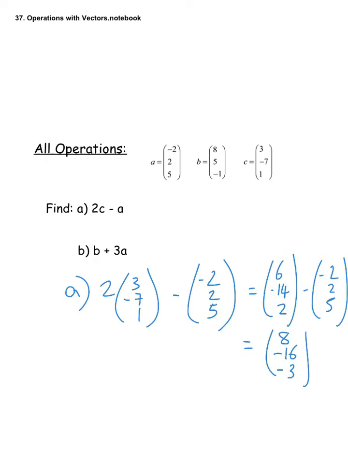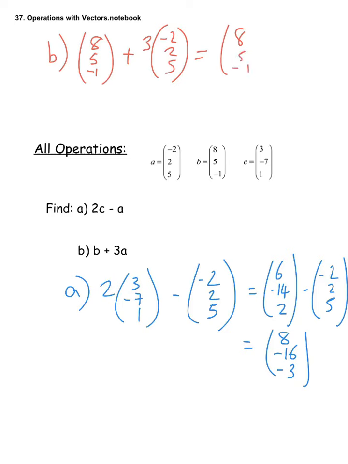If we go up the top here for part B, what we're going to do is b, which is (8, 5, negative 1). And we're going to add on 3 lots of a, which is (negative 2, 2, 5). So we're doing b, (8, 5, negative 1), add on 3 lots of a, which is (negative 6, 6, 15). 3 times negative 2 is negative 6, 3 times 2 is 6, and 3 times 5 is 15.